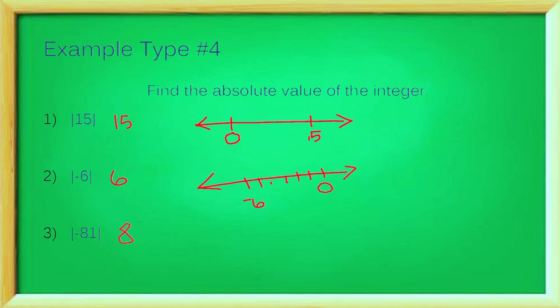I'm not going to draw a graph for this one because really we just know that that means 81 spaces to the left of 0. And the absolute value is only asking me how far it is away from 0, not which side or anything like that.